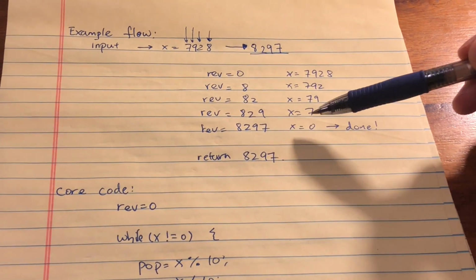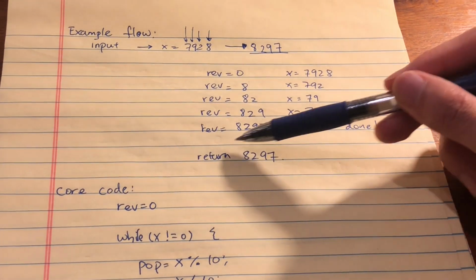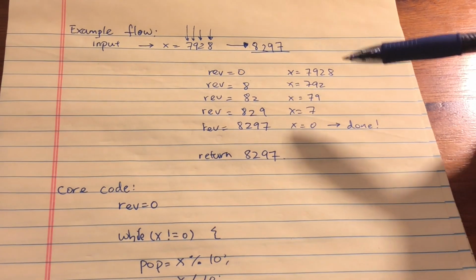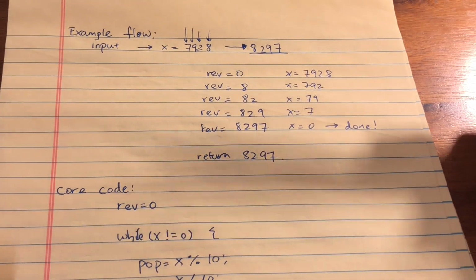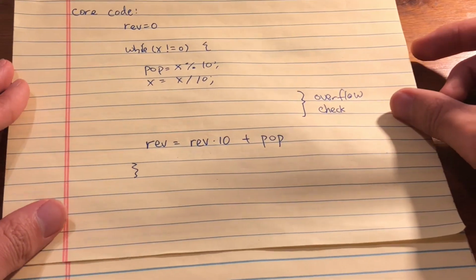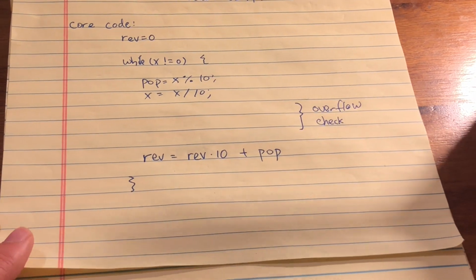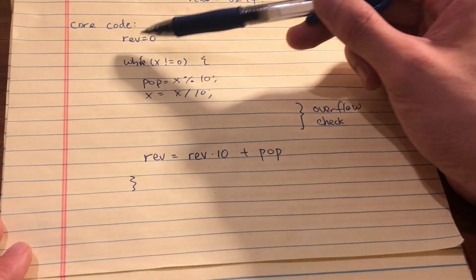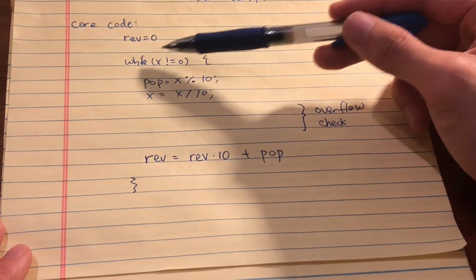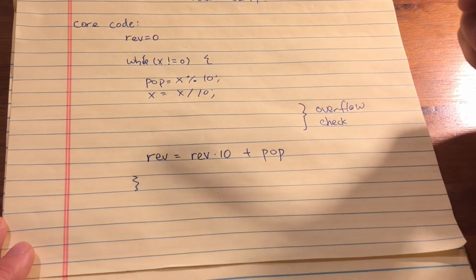When x is 0, this is an indication that our reverse function has completed its job and that we can return this value. So this is how conceptually this problem is solved. Let's look at the rough code on how this can be implemented. So this is not the complete code, but it captures the essence of how reverse is implemented. So first, we set reverse equal to 0. And in a loop, while x is not equal to 0, we should do a few things.